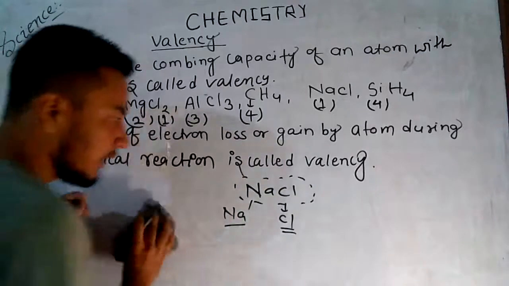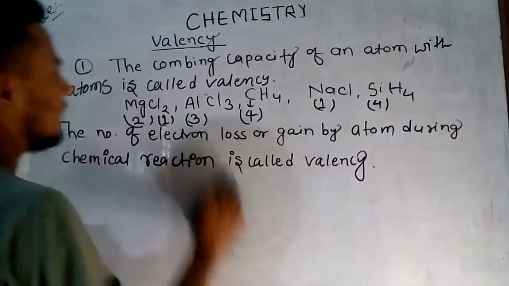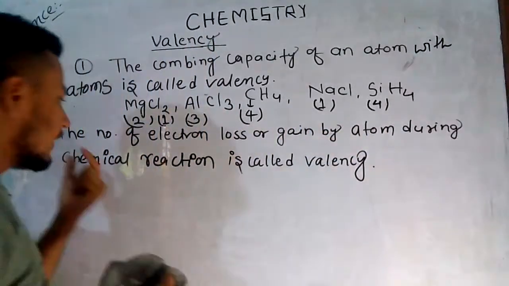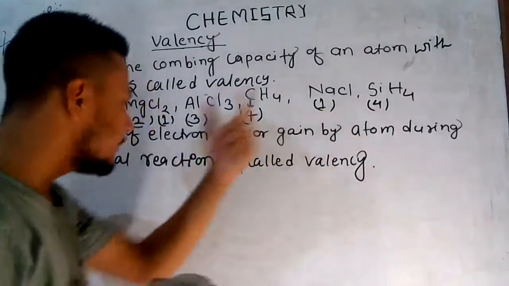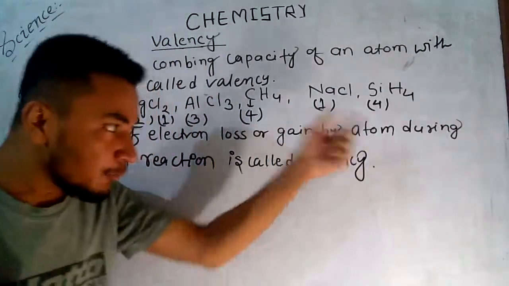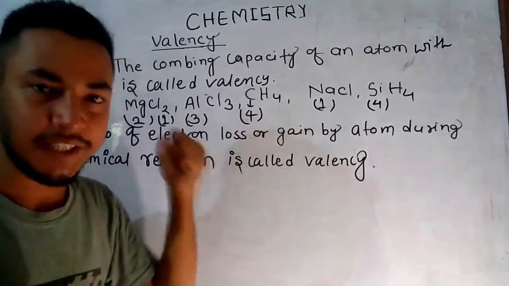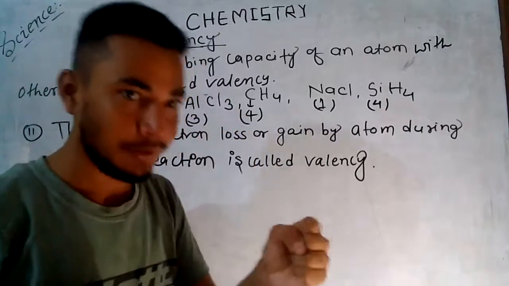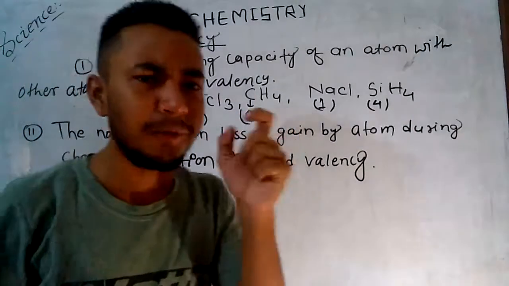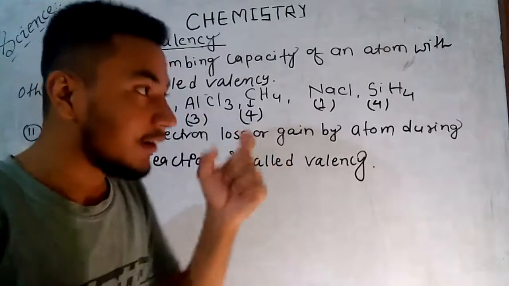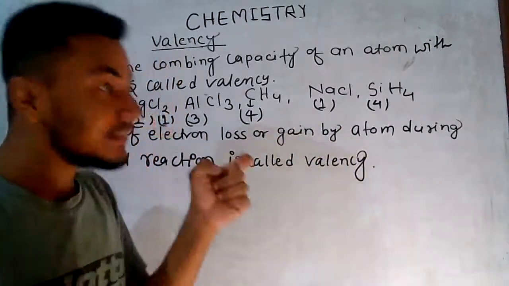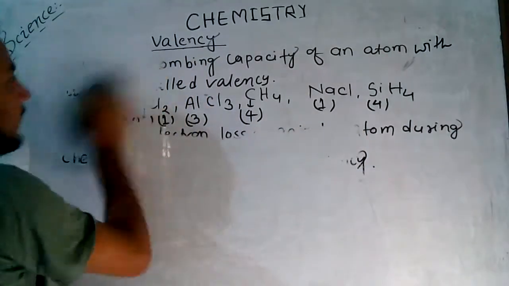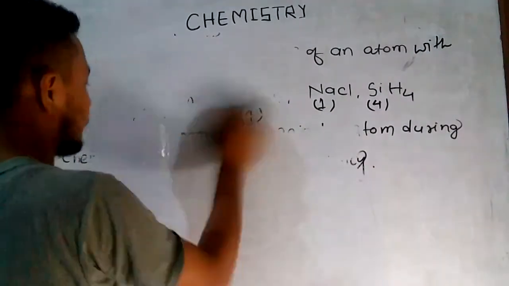Before understanding this second definition, the number of electrons lost or gained by an atom during a chemical reaction, we have to understand the octet rule as well as the duplet rule, because a typical question comes in your exam: state the octet rule and state the duplet rule, and that is really conceptual. So let's see about the octet rule. What is the octet rule and what is the duplet rule?